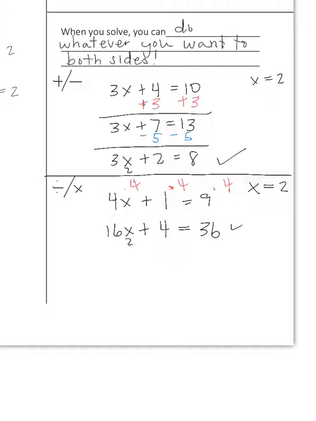It totally works. So when you multiply an equation by something, you have to do it to every single term if you want to keep the answer the same. Okay, so if you want to keep the solution as 2, you have to multiply everything. So now, just to show you something, I'm going to erase this right here.